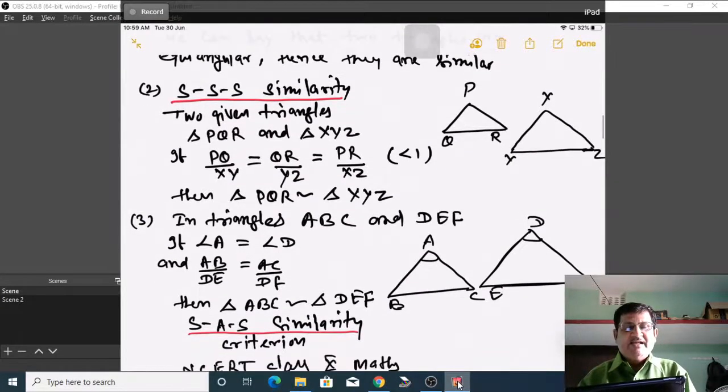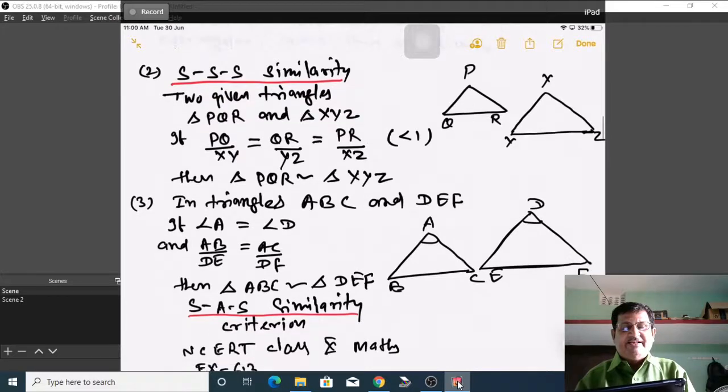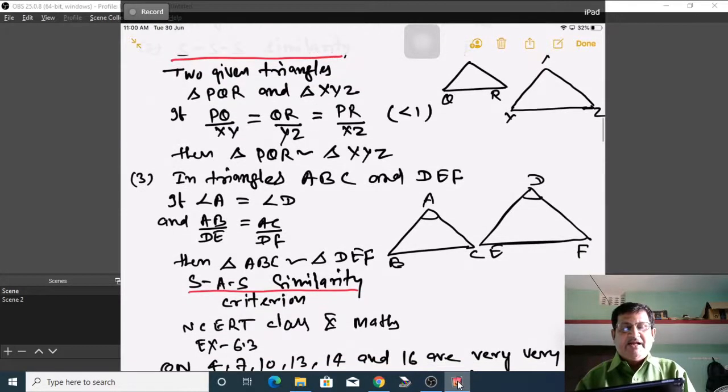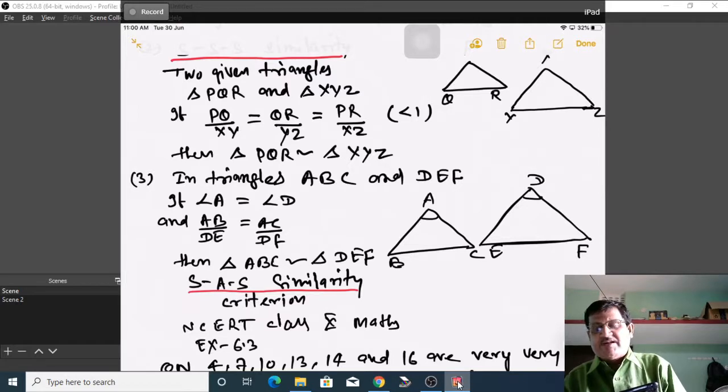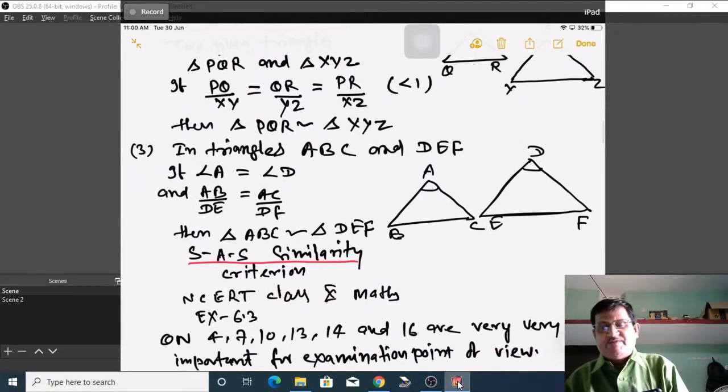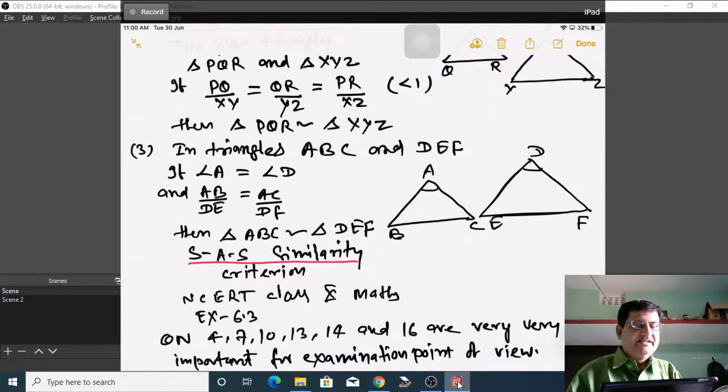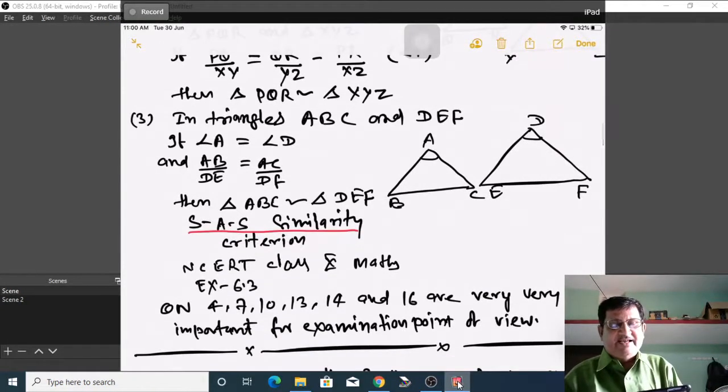Now third, in triangle ABC and triangle DEF, if angle A is equal to angle D and AB by DE is equal to AC by DF, then triangle ABC is similar to triangle DEF. Two sides and the included angle: A and D are the included angles, both are equal, and AB, DE are proportional, AC and DF are proportional. So triangle ABC is similar to triangle DEF. This criterion is called SAS similarity criterion.